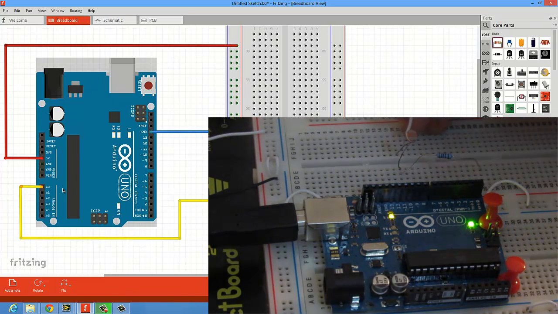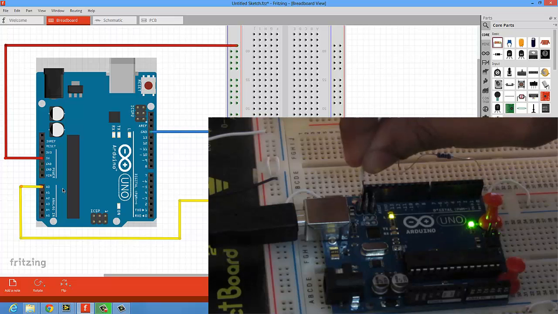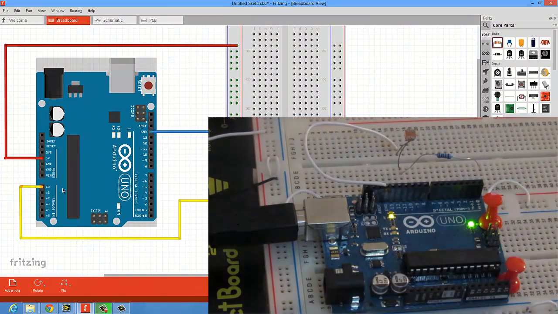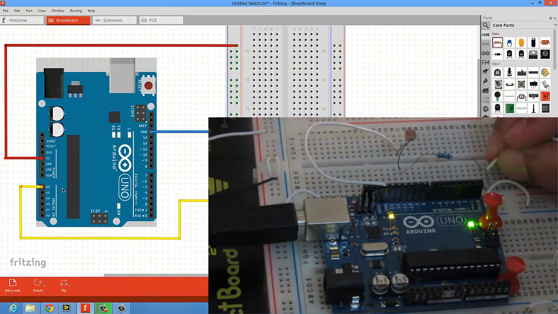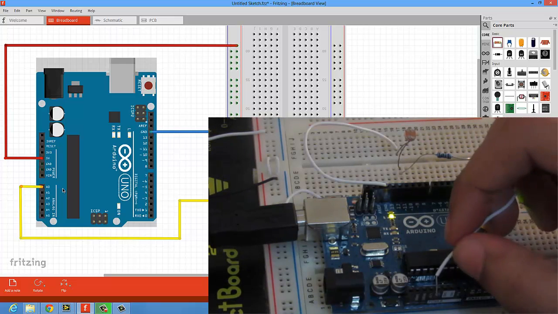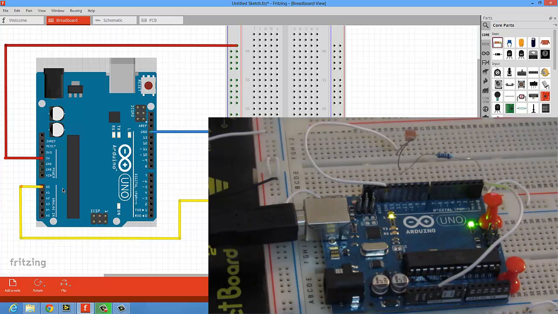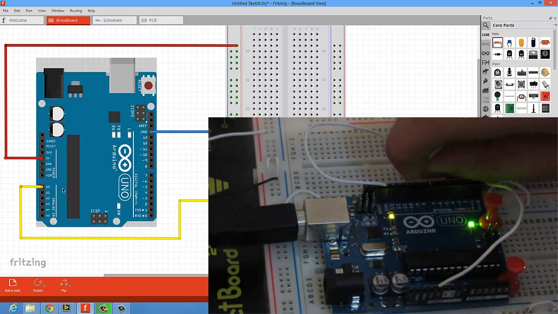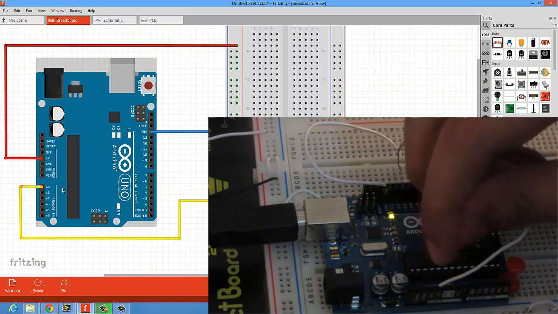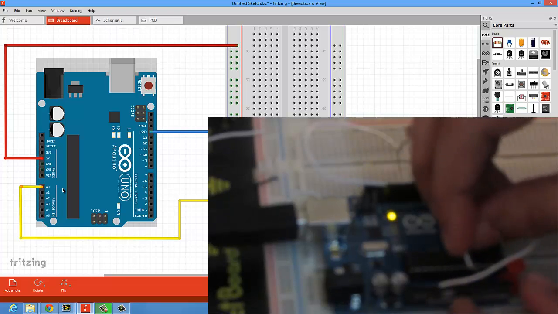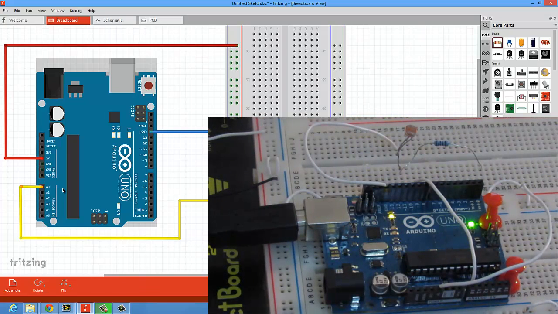We'll connect this part to ground. So this is ground now, and this is going to be connected to 5-volt, and finally we have our signal coming from the voltage divider going into A0, which is this pin right here on the Arduino. Okay, so connection wise we are done.